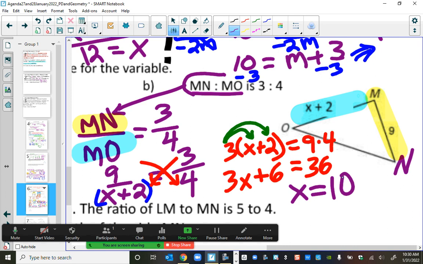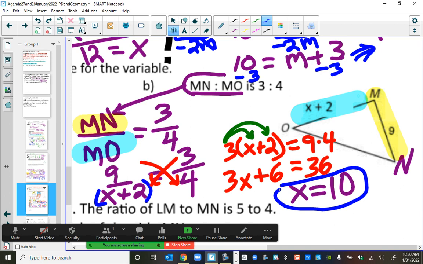Because if you understand how to solve the equation, I don't want to spend as much time. I want to spend more time making a connection, getting that set up. Okay, any questions on this one? So, 11B, x is 10. That's what we get. All right?